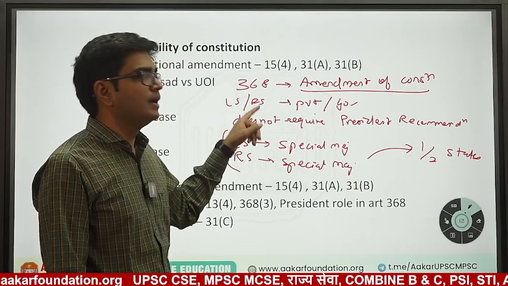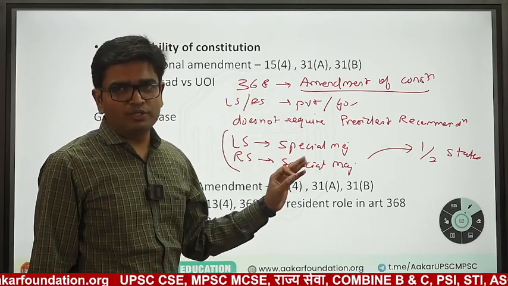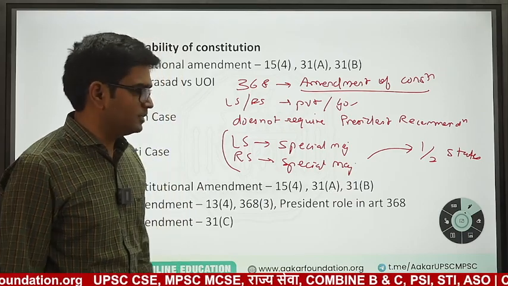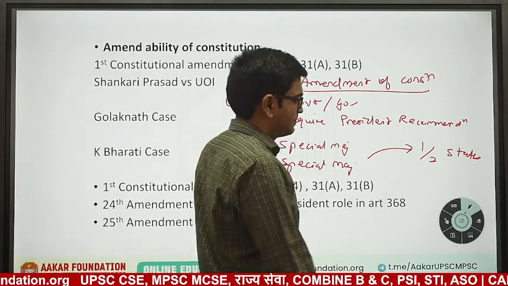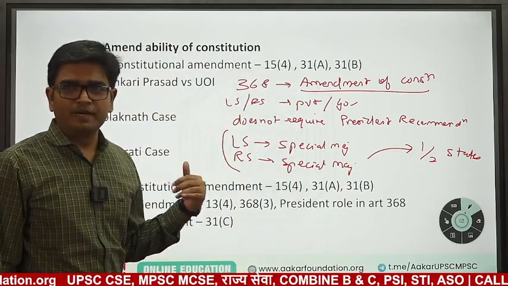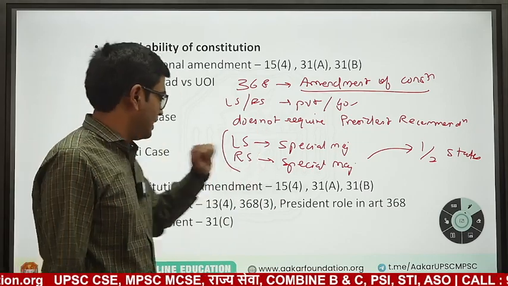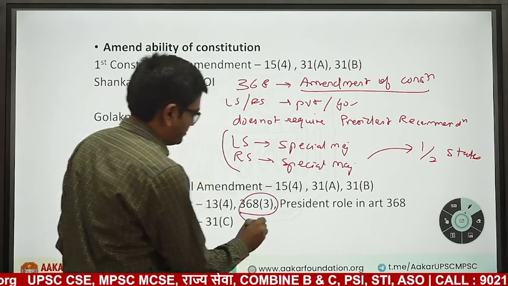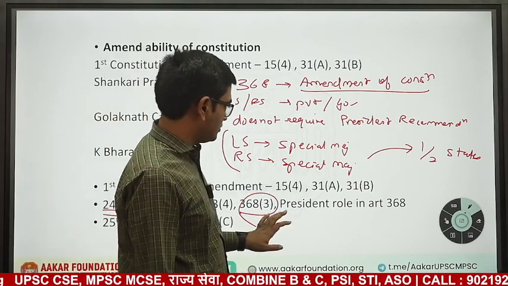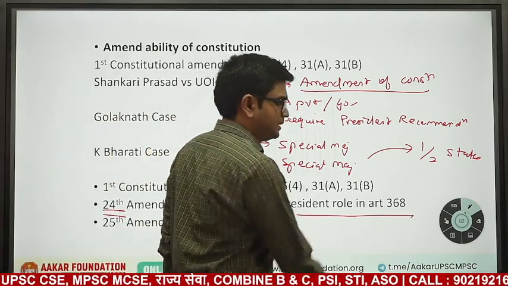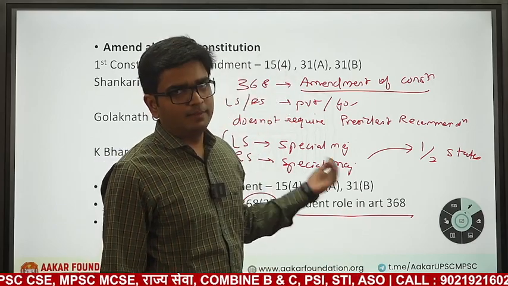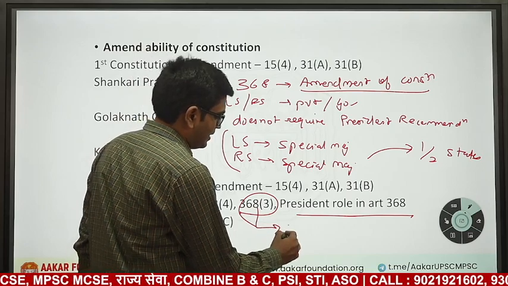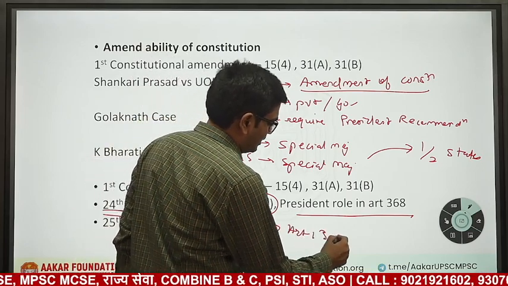Then it goes to the president. The president has no choice but to give his assent. Previously the president had a choice to recommend it back, but now the president has no choice, and that was under the 24th Amendment Act, Article 368(3). The president cannot send the bill back; he has to give his assent. And further, 368(3) again states that Article 13 does not apply.